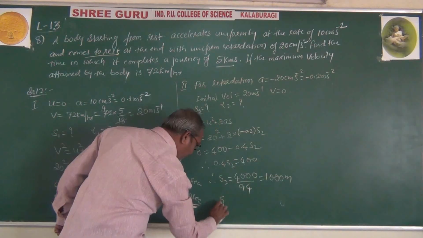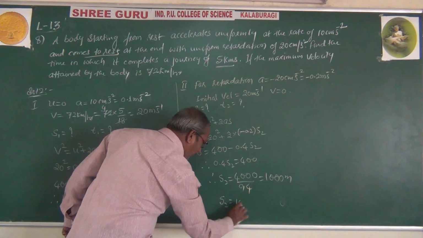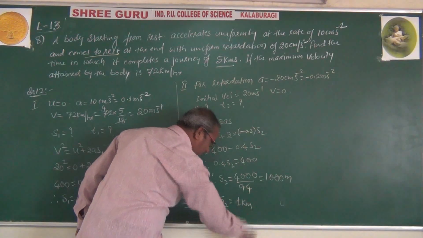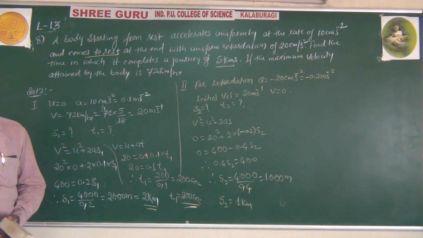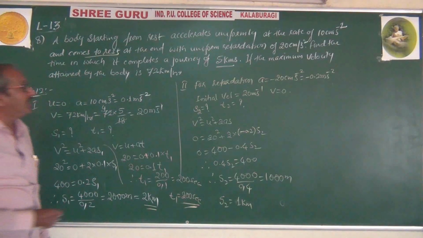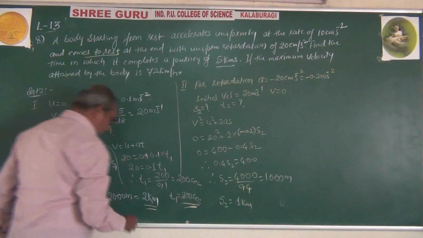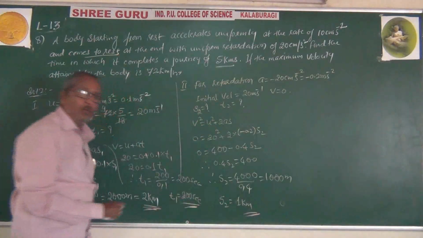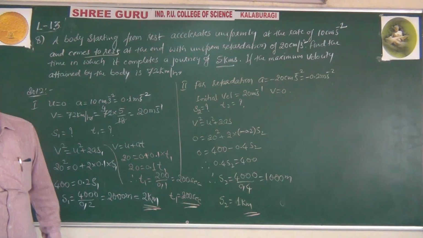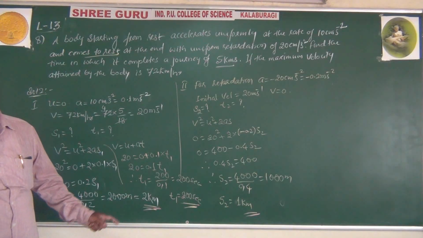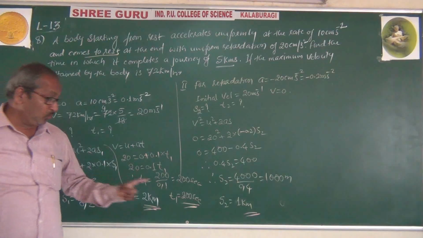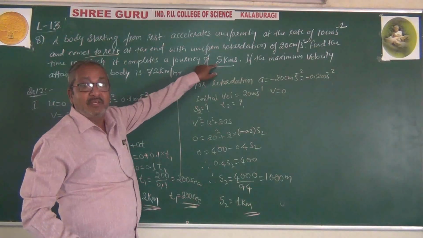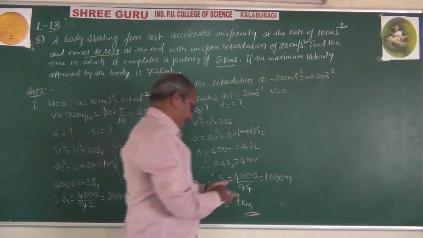That means what S2 value are you going to get? 1000 meters means 1 kilometer. So what is the distance here? Total distance will be 5 kilometers. Here during acceleration 2 kilometers, during retardation 1 kilometer. Then how much is left? The total is 5 kilometers, so the remaining distance.